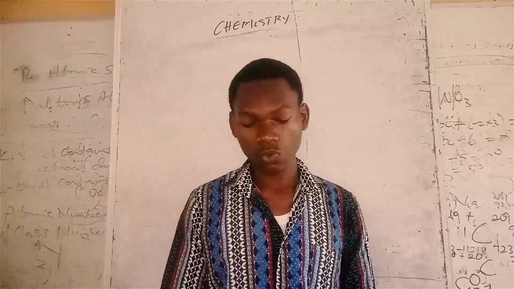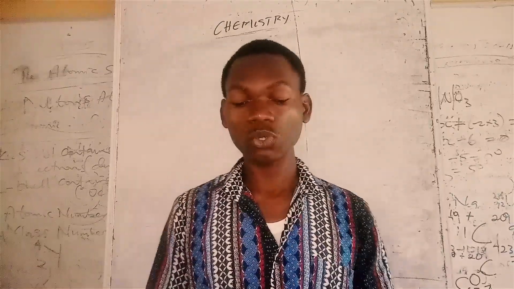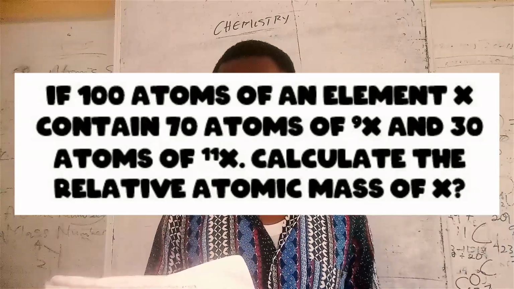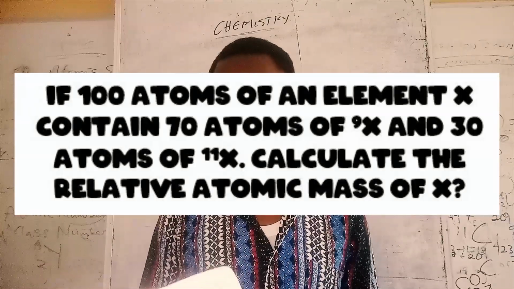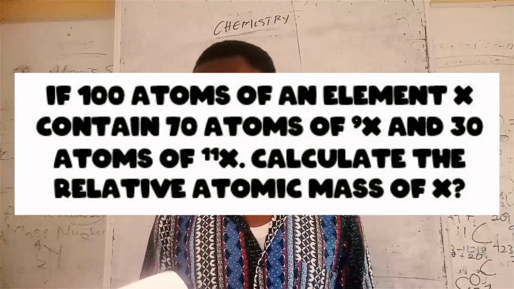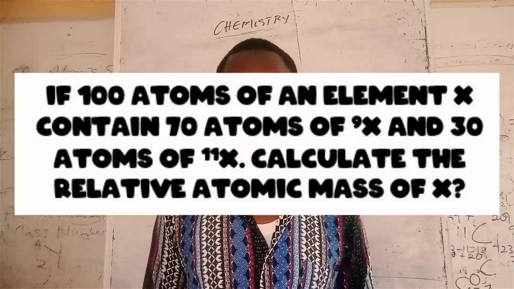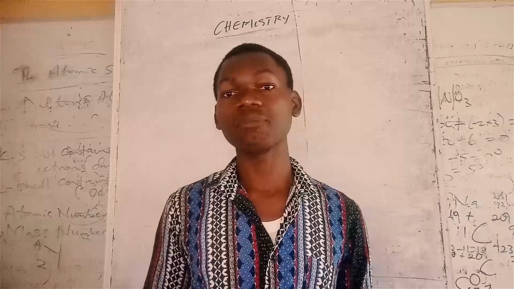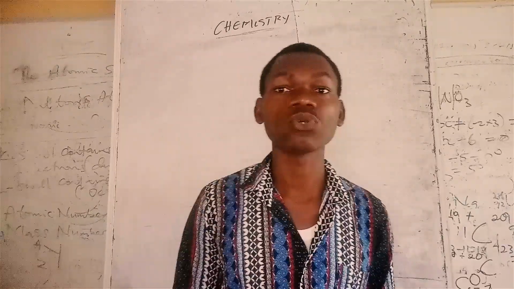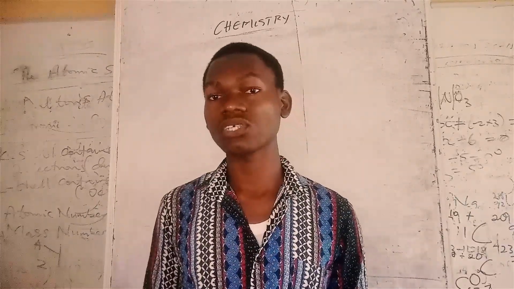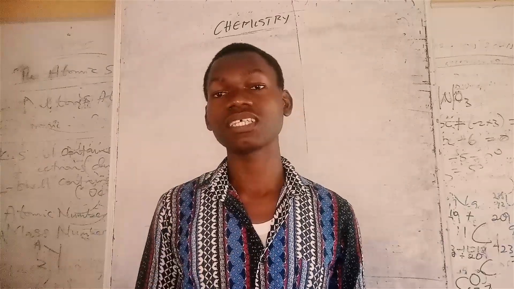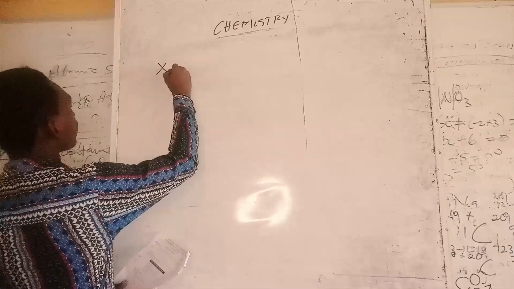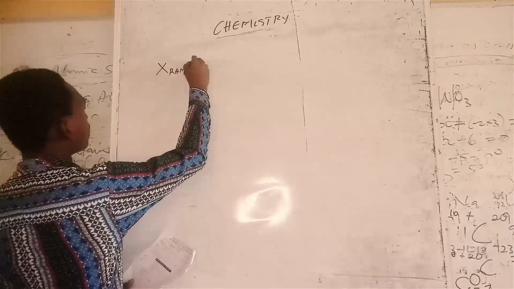Now, the question we are going to adapt here is: if 100 atoms of an element X contain 70 atoms of X9 and 30 atoms of X11, calculate the relative atomic mass. In this question we are going to be using the symbol RAM. RAM simply means relative atomic mass, and we are told to calculate the relative atomic mass of that particular element. We don't know the element, we are told that the element is X.